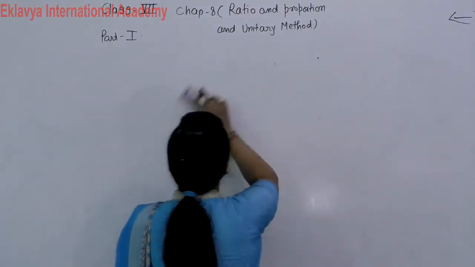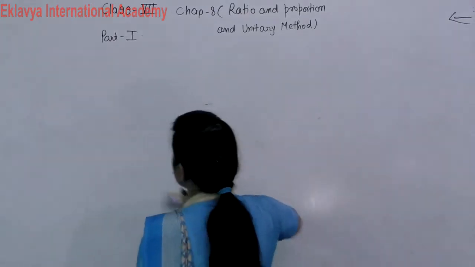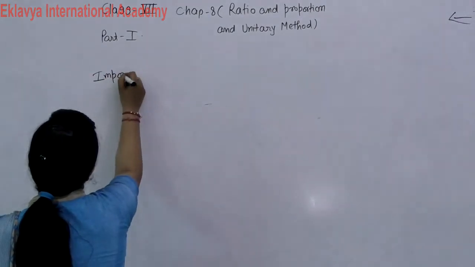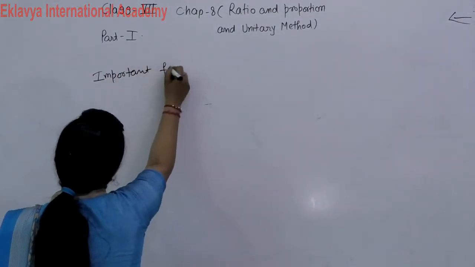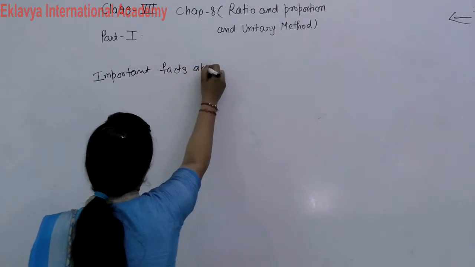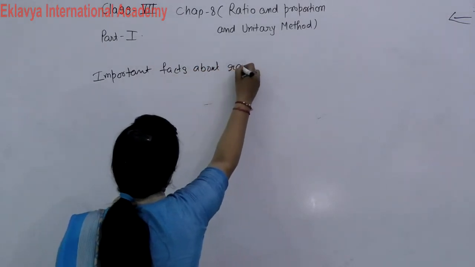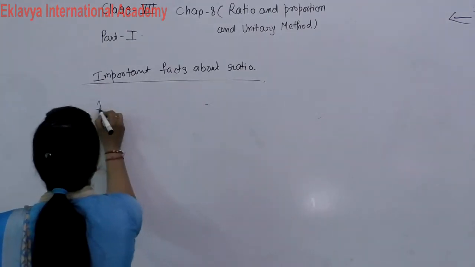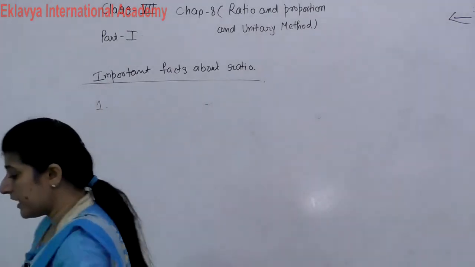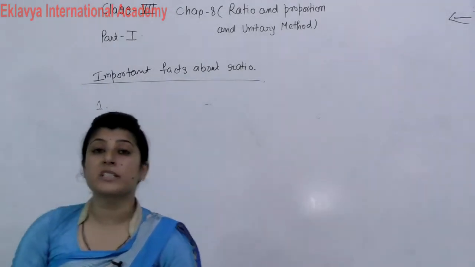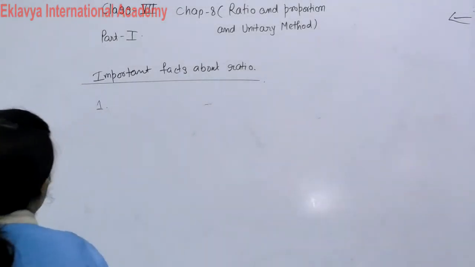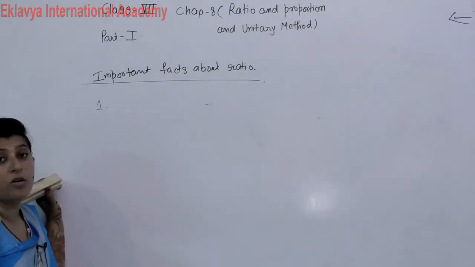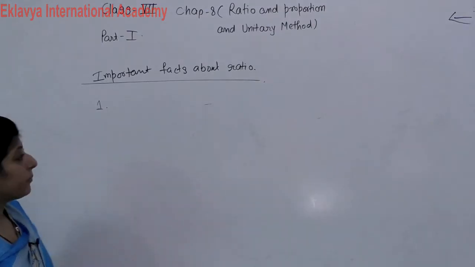Okay, now there are some rules whenever we do the ratio, that we can say important facts about ratio. First fact is what? In a ratio, the order of terms is very important.